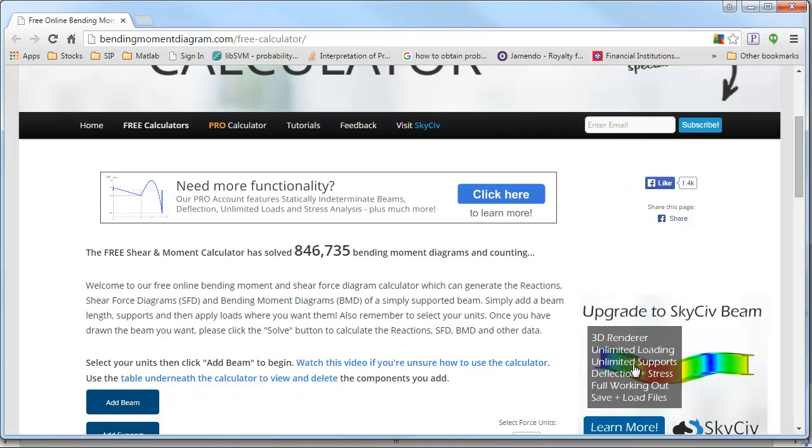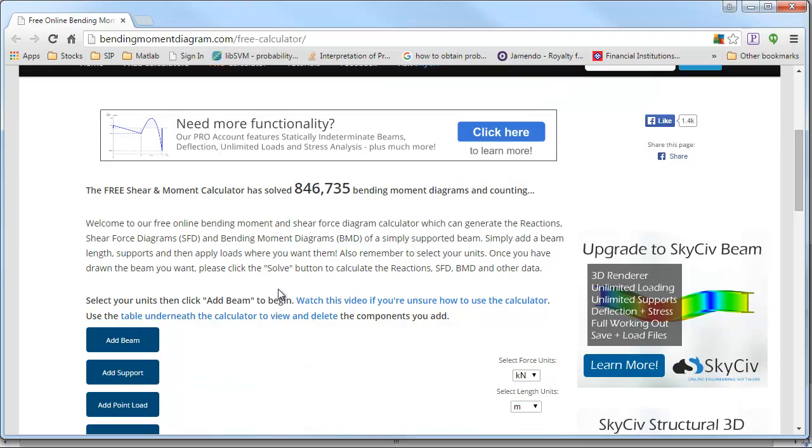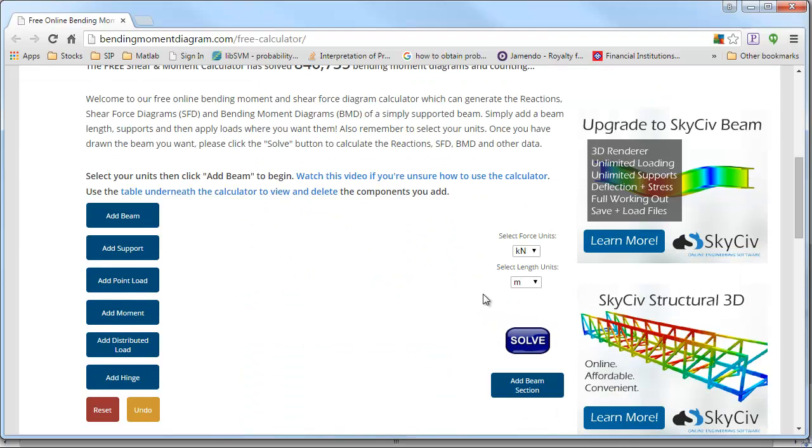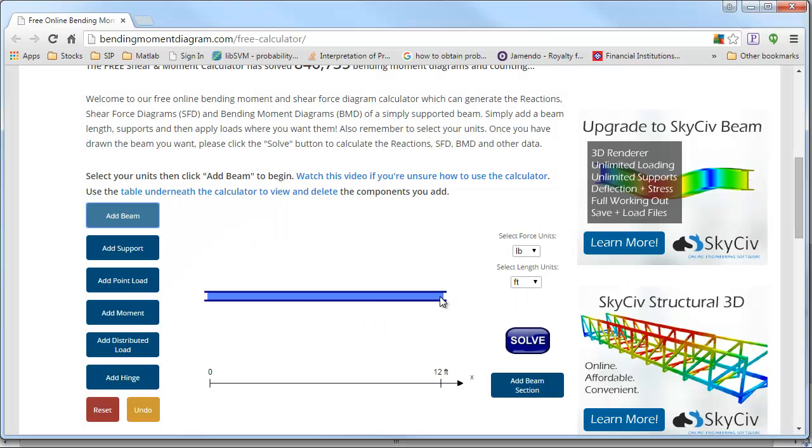And now I'm looking over here at the picture to figure out how to make the beam. First of all, this is in feet, so I'm going to put it in feet. Force units look like they're all in pounds. So I'm going to make a beam, and that beam turns out to be 12 foot long. Add it. So there's your 12-foot beam.